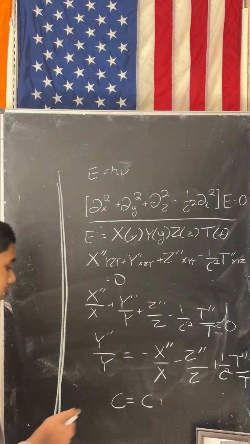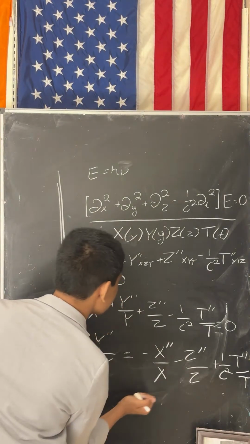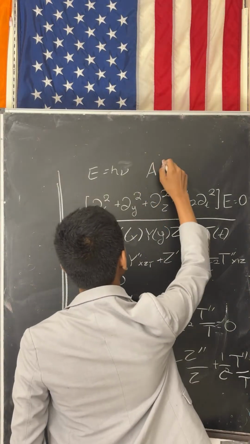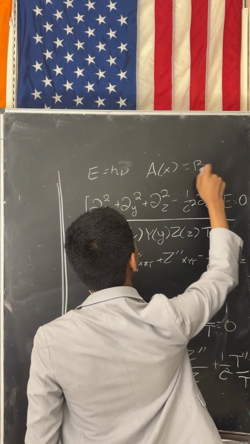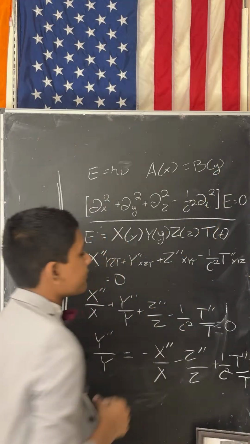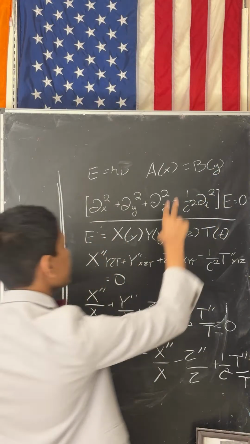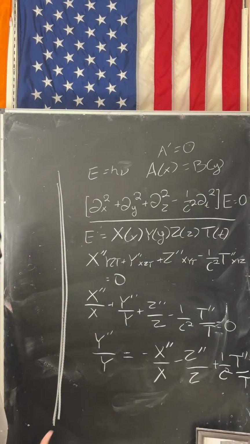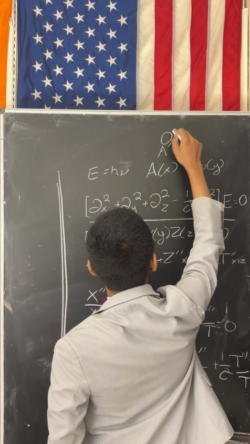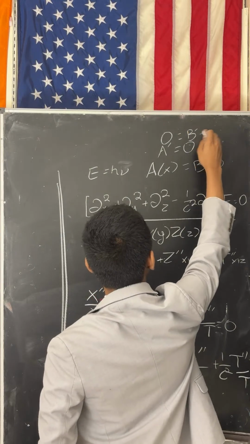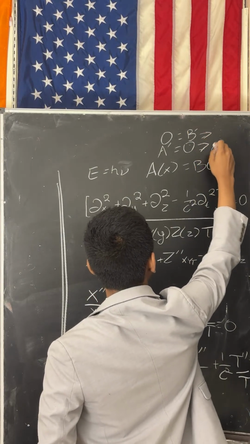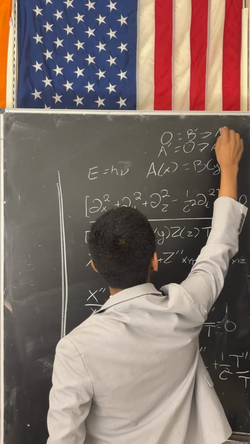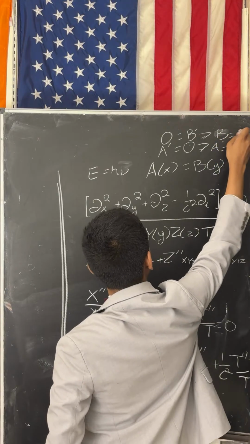Now, to see the rationale behind that, let's say we have a of x is equal to b of y. Then we take the partial derivative with respect to x of both sides. We get a prime is equal to 0. We take the partial derivative with respect to y. 0 is equal to b prime. And so the only way for both to work is if both were constants by integration.